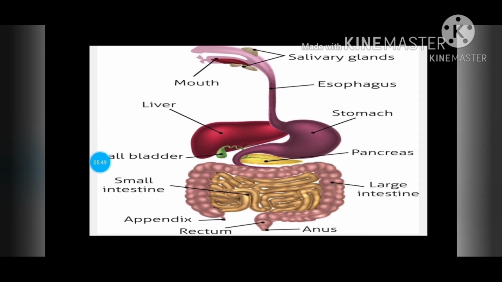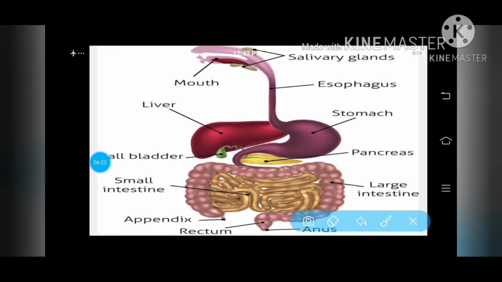Okay, the third is the salivary glands. You can see that salivary glands are present here. These are the salivary glands. And what is the function of the salivary gland? These salivary glands secrete saliva. In this saliva, some enzymes are present, and these enzymes are very helpful for the digestion of the food, mainly the carbs. The digestion of carbohydrates takes place with the help of the enzymes which are present in the salivary glands.